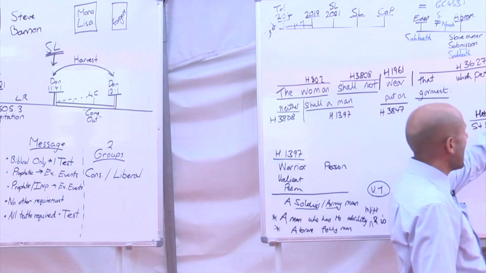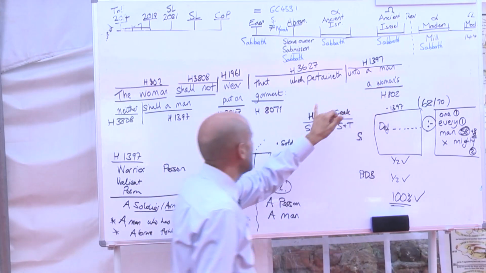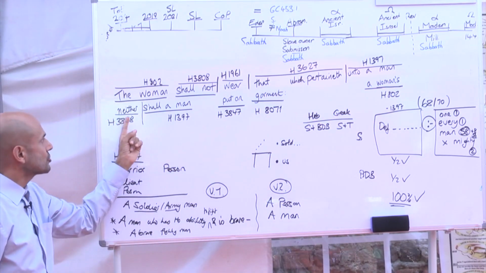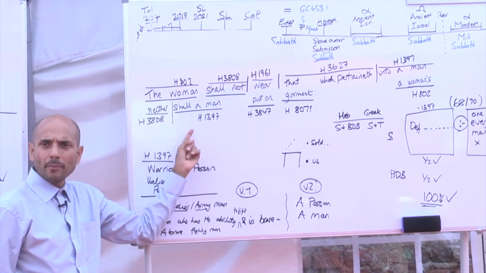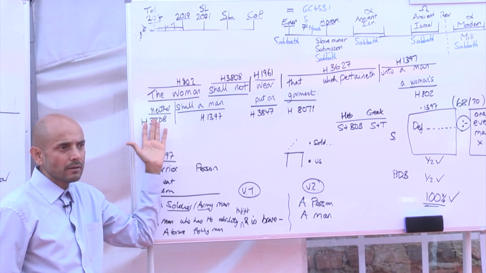So here it is, a man. All of this is just added information. The problem with this is that it says "not a man." Doesn't it say "not a man"? In your Bible version, it doesn't even have the word "not" there.